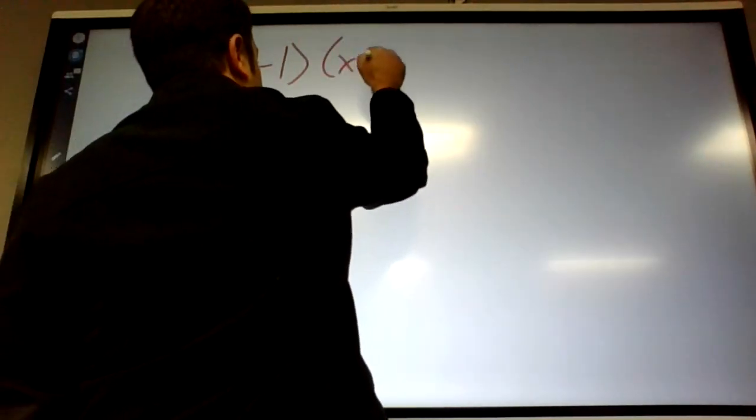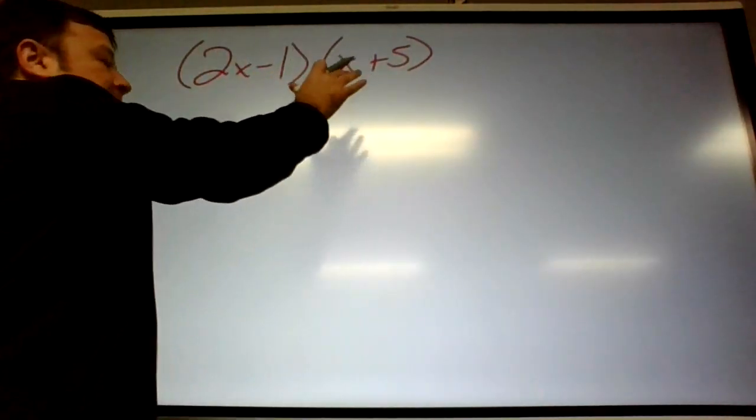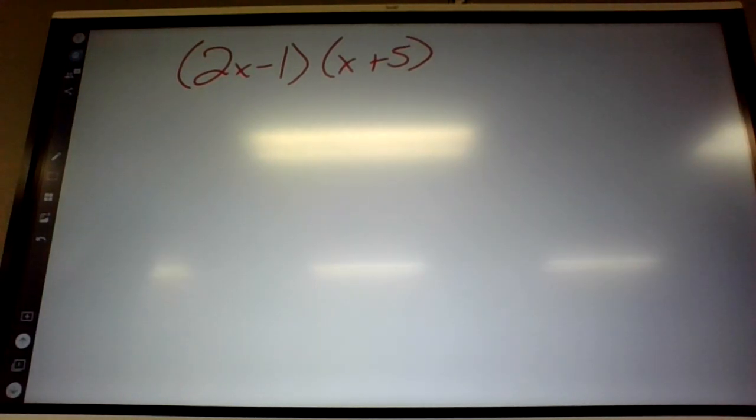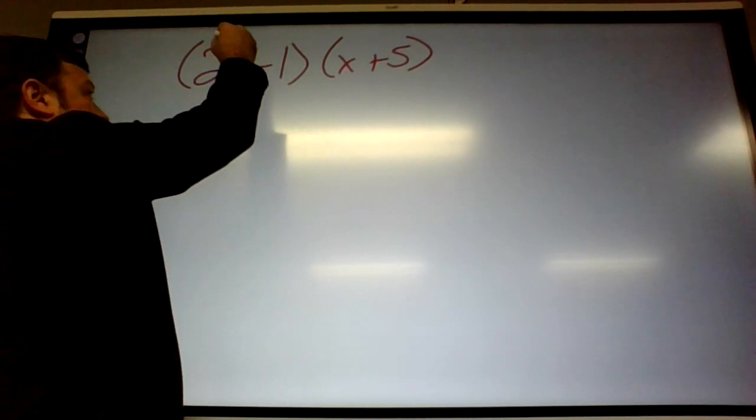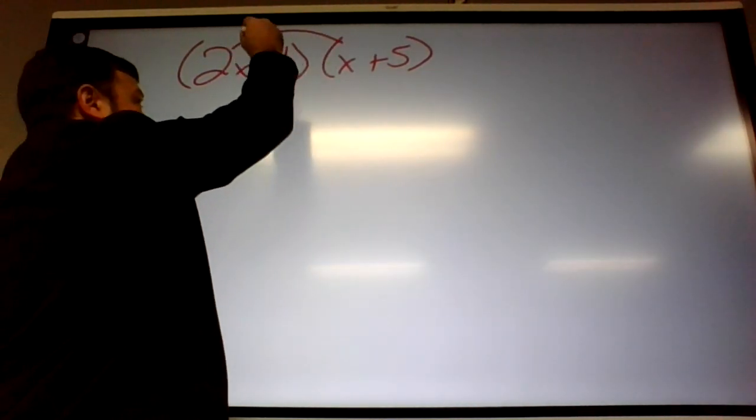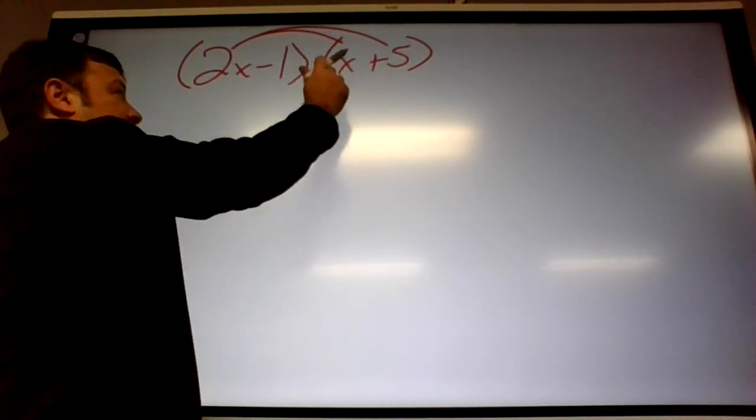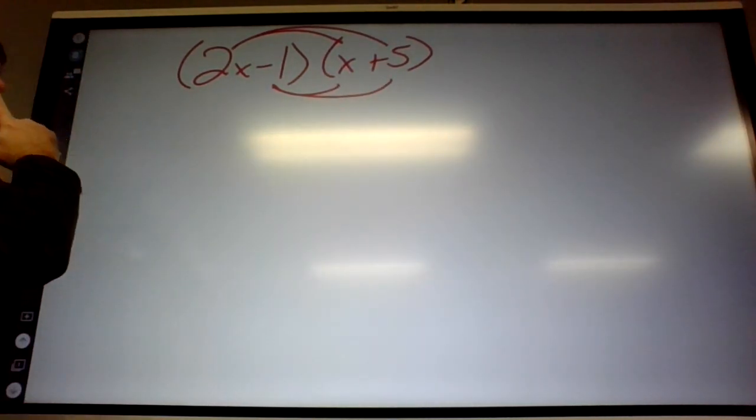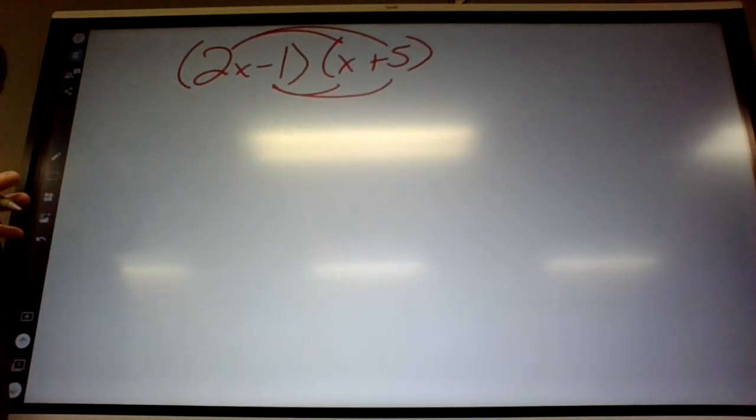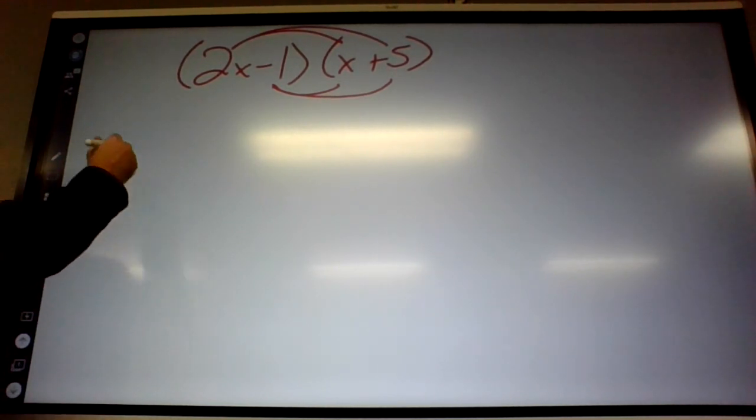Yeah, we're only doing binomials times binomials today, so let's take a look at this. Okay, so does anybody remember how we did this on Friday? We did 2x, kind of double distributive property. We did 2x times both of those, negative 1 times both of those. These are very common, so that's why we're doing it again. They're trying to make it easier for you.